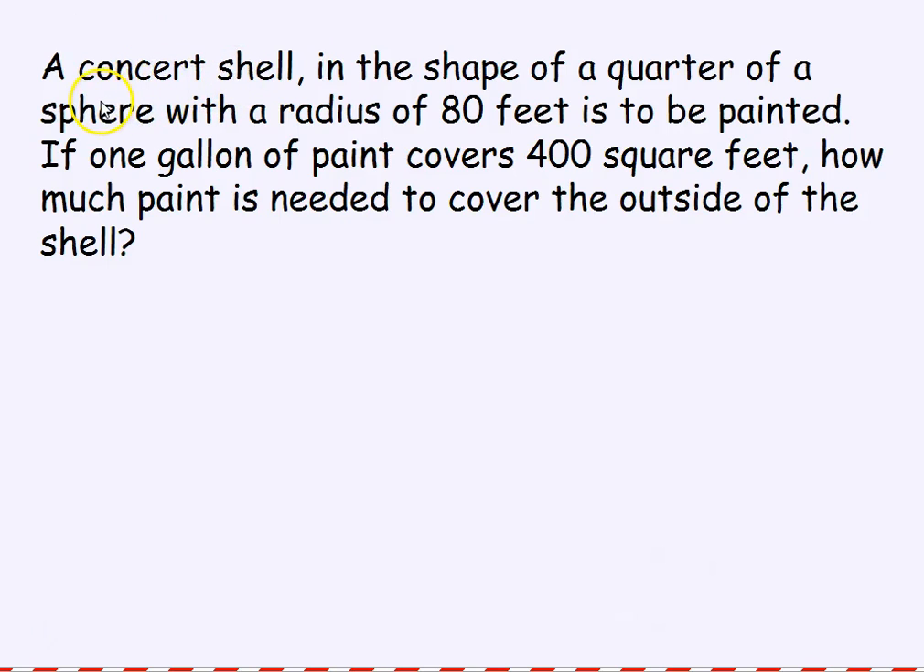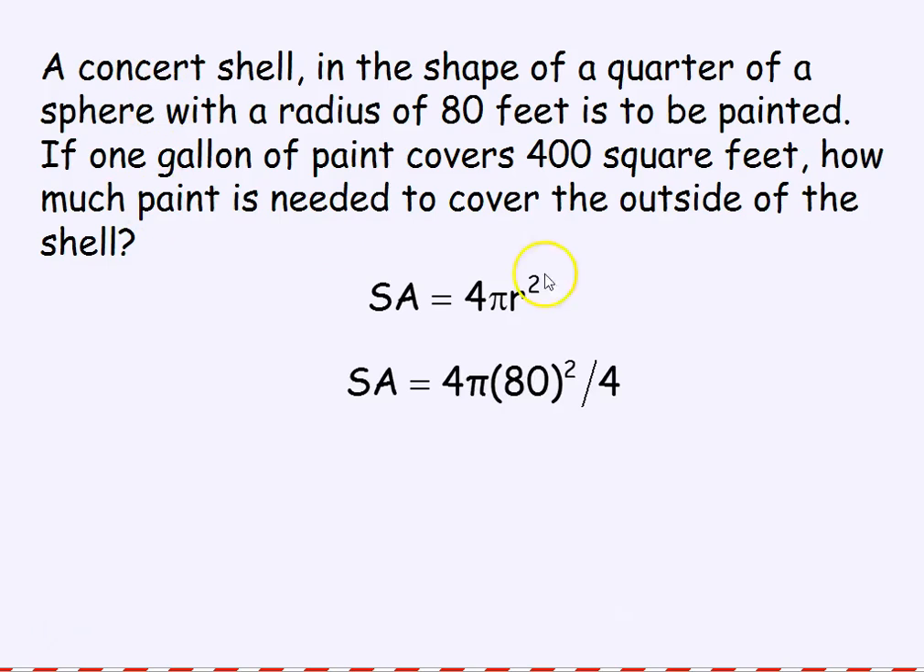So we have to figure out a couple of things here. The first thing we have to figure out is the surface area of the sphere. If it's a whole sphere, that surface area is going to be 4 pi r squared because this is the formula to find the surface area of a sphere. However, in this case, it's not a whole sphere, it's a quarter of a sphere. So that means it's 1/4 of the sphere. So what we're going to do is find the surface area of the whole sphere, which would be 80 squared times pi times 4 because the radius is 80, but then we're going to divide that by 4 because it's just a quarter of a sphere.